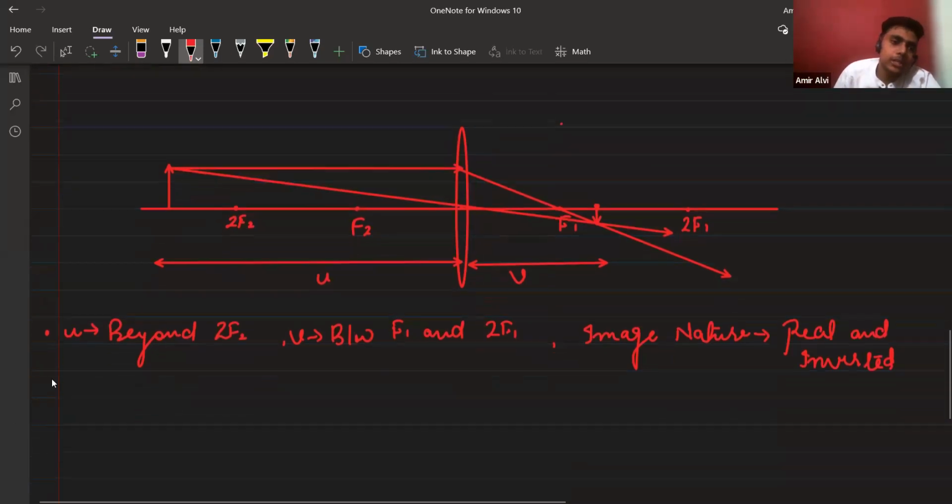Now we can say the image size. Diminished. Very good, dear. Very good, Abdullah. Diminished.